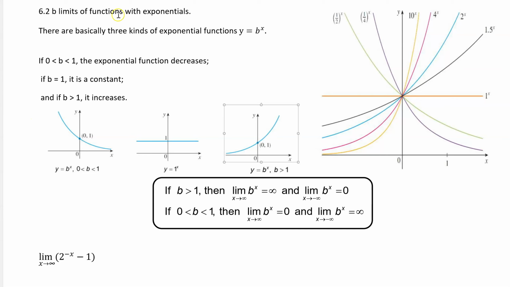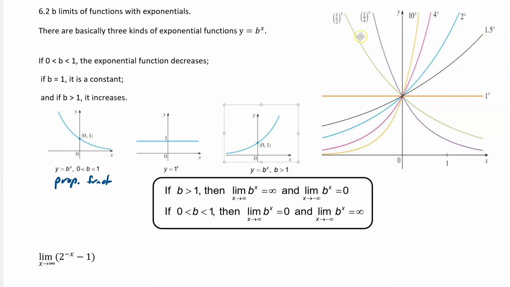So this is limits of functions with exponentials. We can think of this as three different exponential functions. If our b is between 0 and 1, that means we have a proper fraction. Or our b could be 1, or our b could be greater than 1, which is not a proper fraction. We're bigger than 1, so that would include the 2's, the 3's, the 1.5's, e, anything bigger than 1.